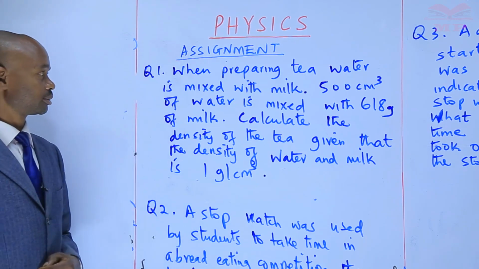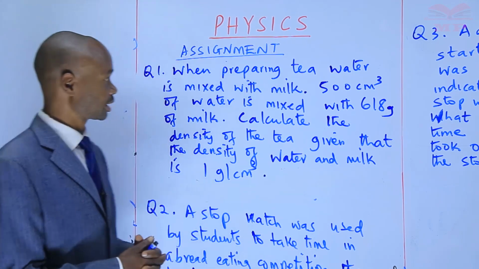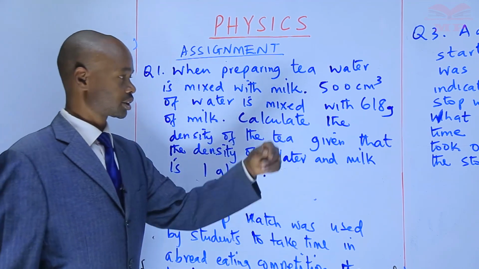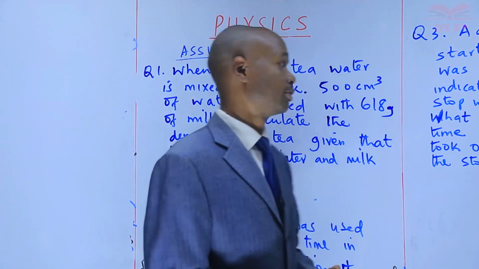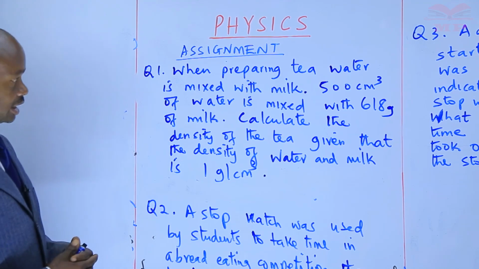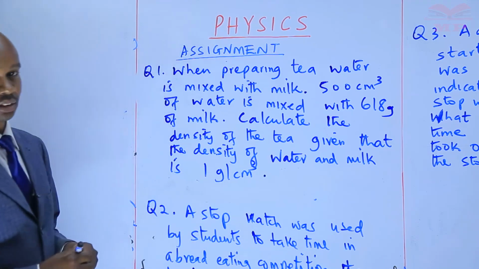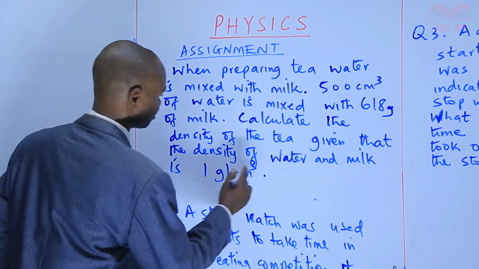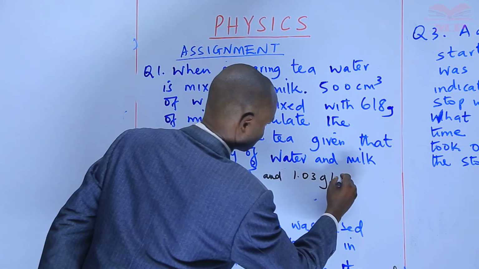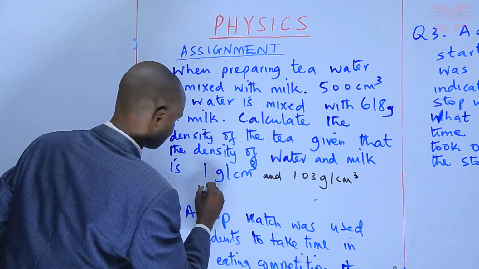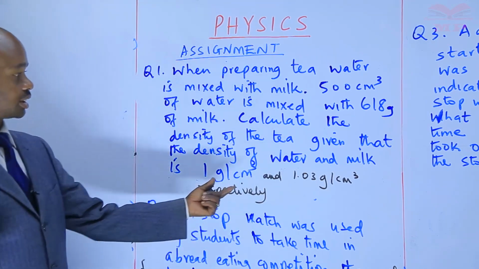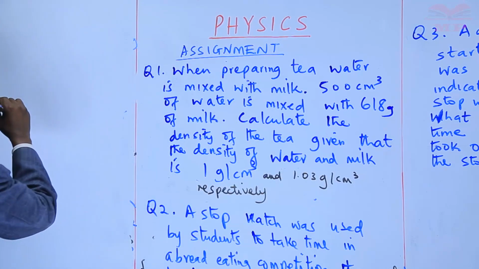Question 1. When preparing tea, water is mixed with milk. 500 centimeters cubed of water is mixed with 618 grams of milk. Calculate the density of the tea given that the density of water and milk is 1 gram per centimeters cubed and 1.03 grams per centimeters cubed respectively. Respectively means in that order. So we shall go to this question 1 solution.